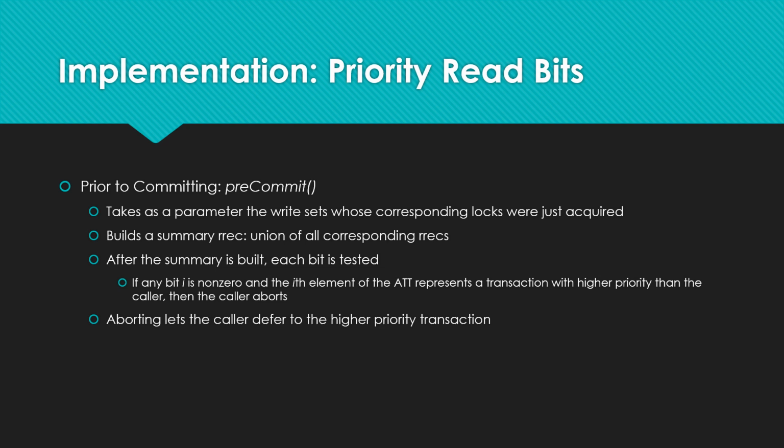Now, when a transaction is ready to commit, prior to committing, it calls the function precommit. This function takes as a parameter the write sets whose corresponding locks were just acquired, so basically everywhere we want to write to, and builds a summary RREC, which is a union of all of those corresponding RRECs. After that summary is built, each bit is tested, and if any bit i is non-zero and the ith element of the ATT represents a transaction with a higher priority than the caller, the caller aborts and effectively yields.